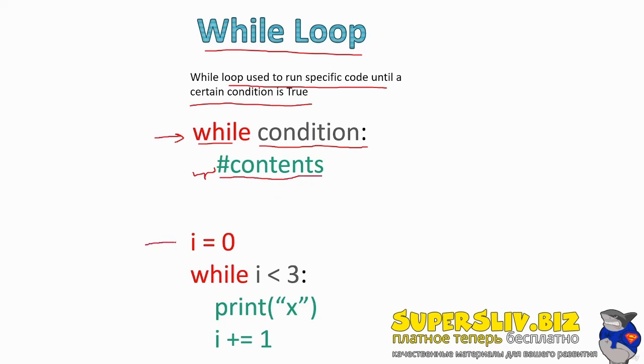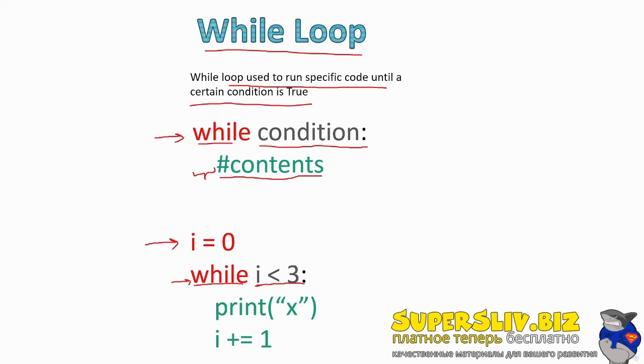In this case I have created the variable called I equal to 0. Then I have created the while loop. Condition is I less than 3. Then content is print x. Then add 1 to the existing value of I. Now let us see how this code will run.